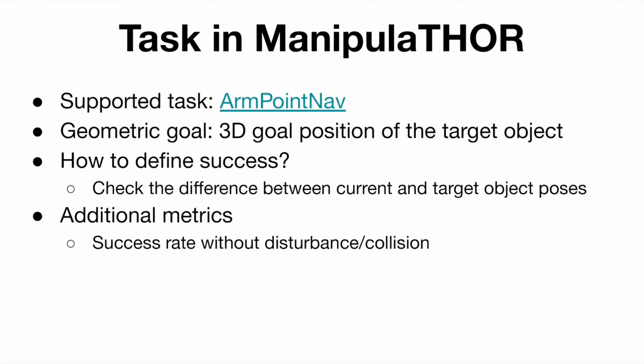ManipulaTHOR currently supports a mobile manipulation task named PointNav. The goal is geometric, specified by a 3D position of the target object. Success rate without disturbance or collision is a newly introduced metric. It penalizes the agent which accomplished the task with unnecessary interaction.